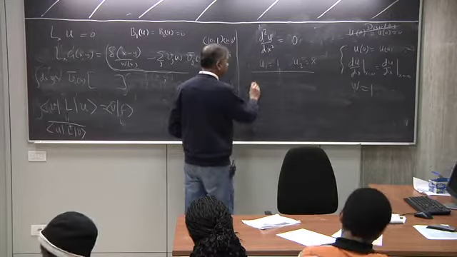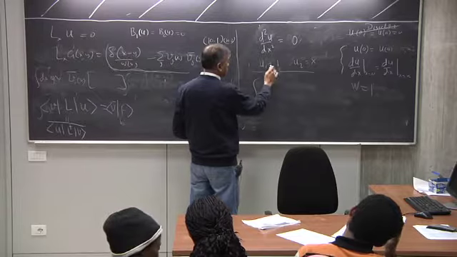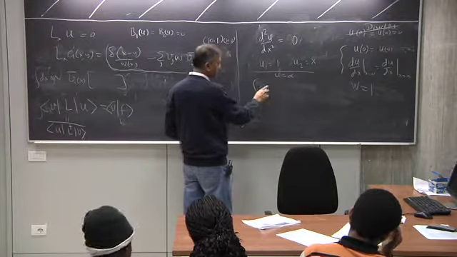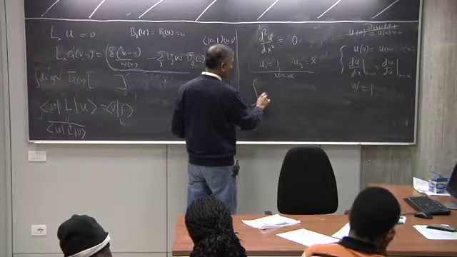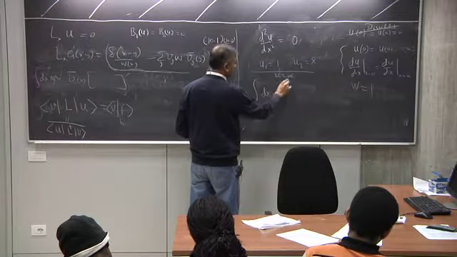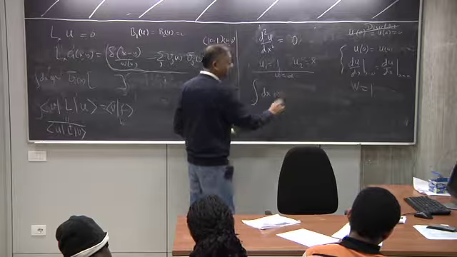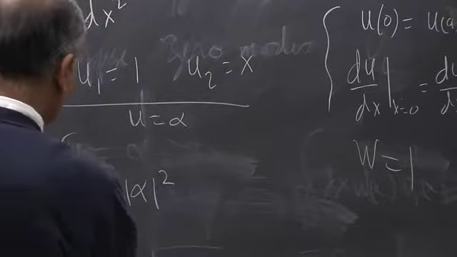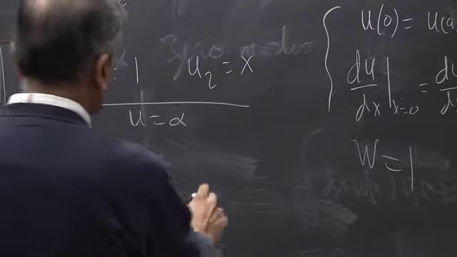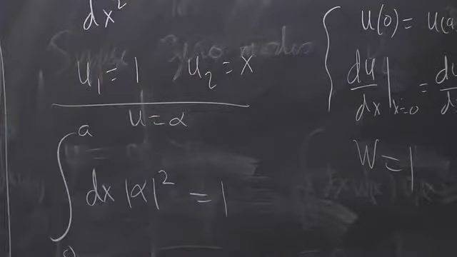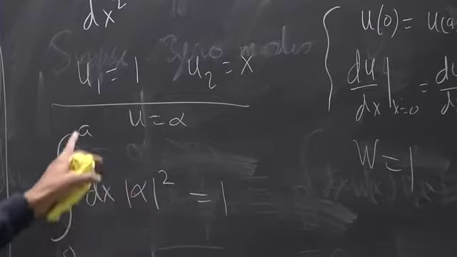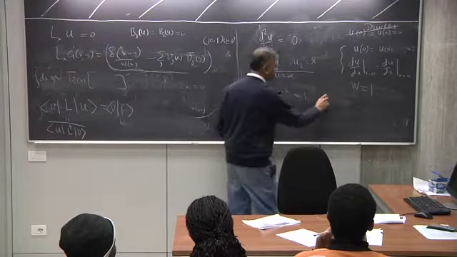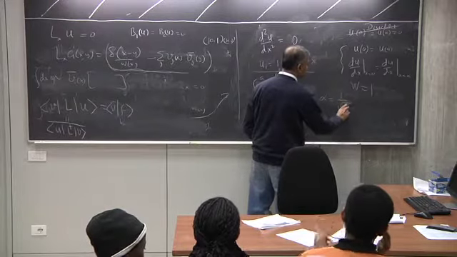So the normalization condition is simply, let's suppose u equal to alpha is the solution which is the normalized 0 mode solution. Then we should have the integral of dx |alpha|^2, with w equal to 1, from 0 to a, must be equal to 1, right? Alpha is a constant, so I can take it out. So alpha squared times a is 1. So I can just choose alpha equal to 1 over root a.